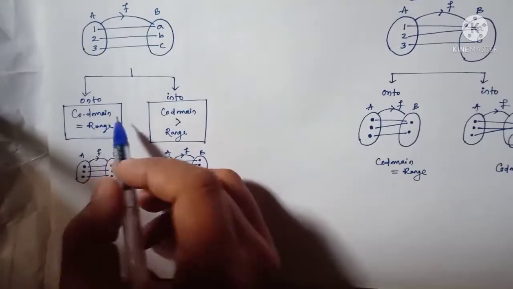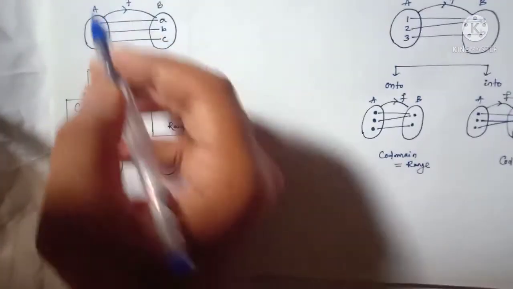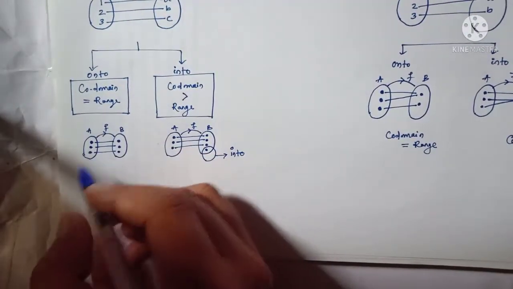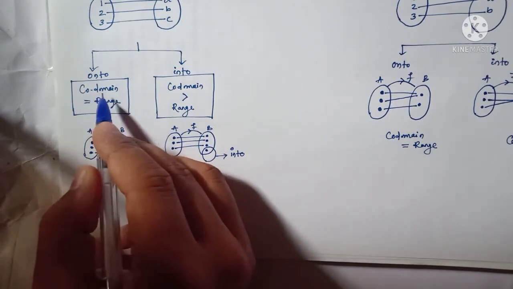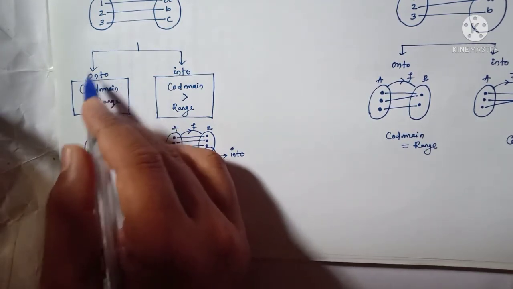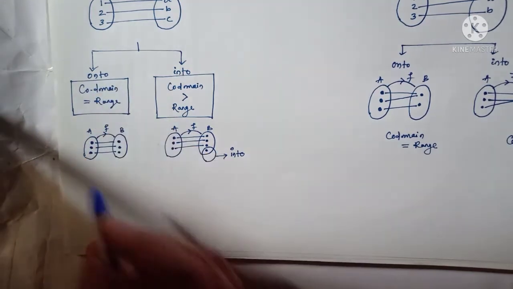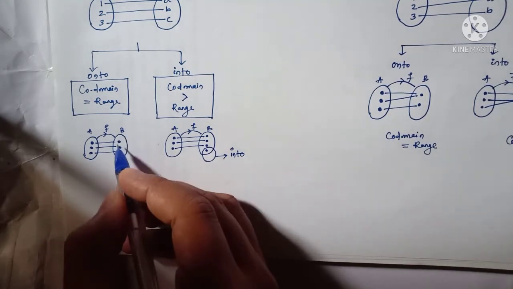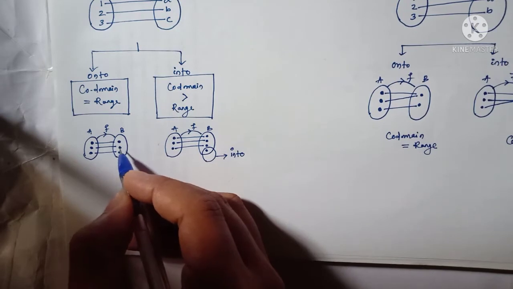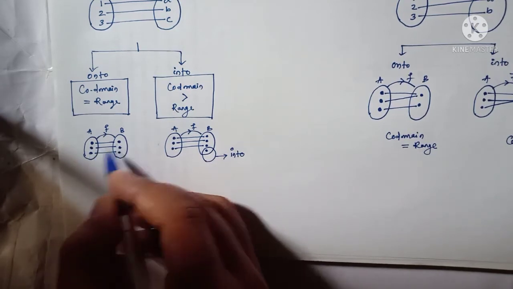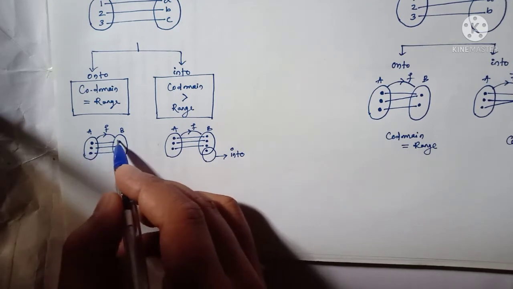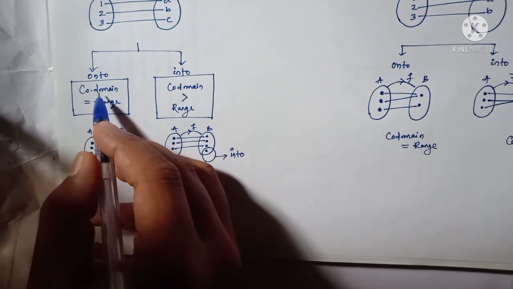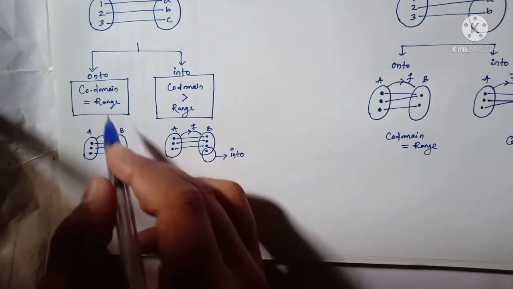Here we have onto function and into function. For a one-one function, we can get both onto and into functions. So what is an onto function? An onto function is when the codomain is equal to the range. For example, here we have three elements, 1, 2, 3, and the range is the same. One element has one image, the codomain has three elements and the range is also 3. So the codomain is equal to the range here. This is called an onto function.